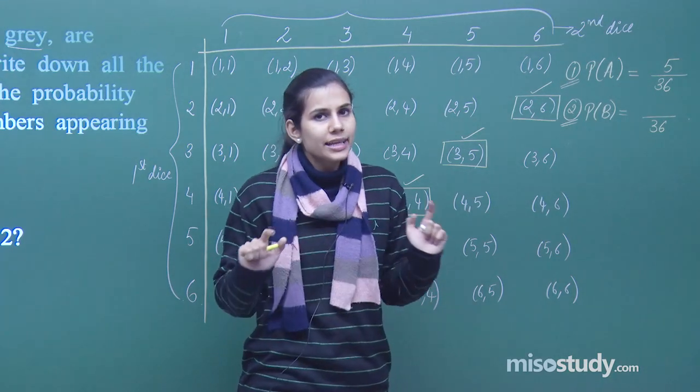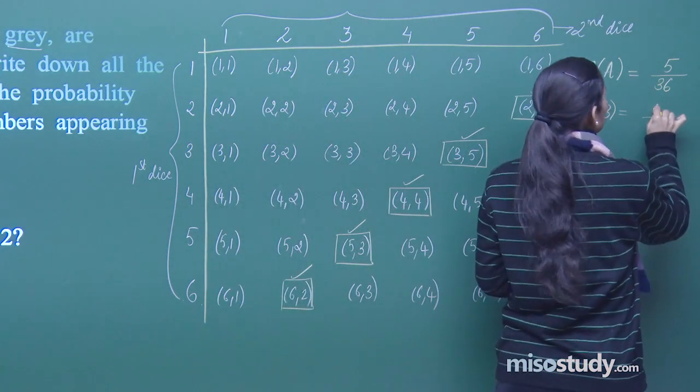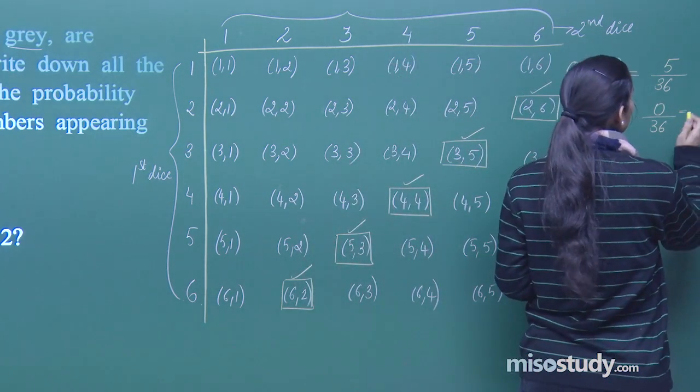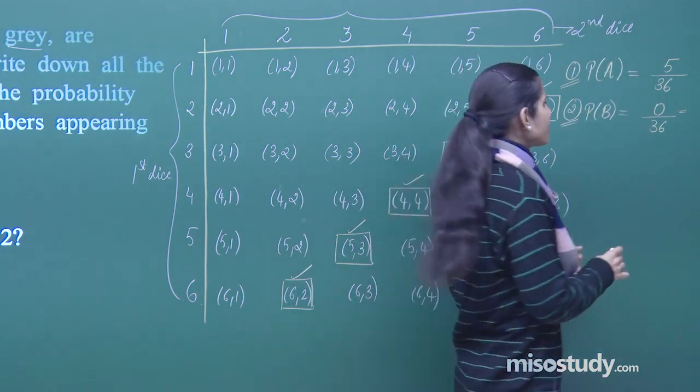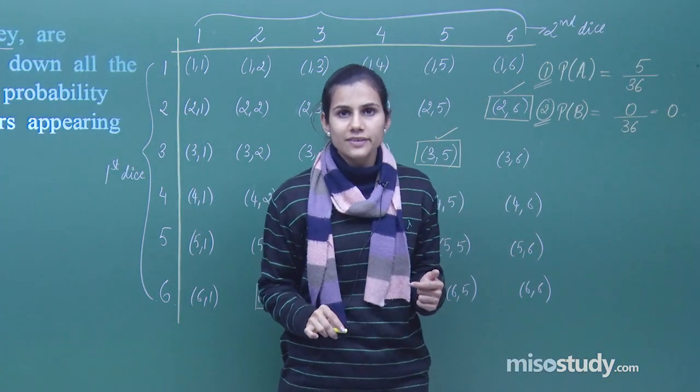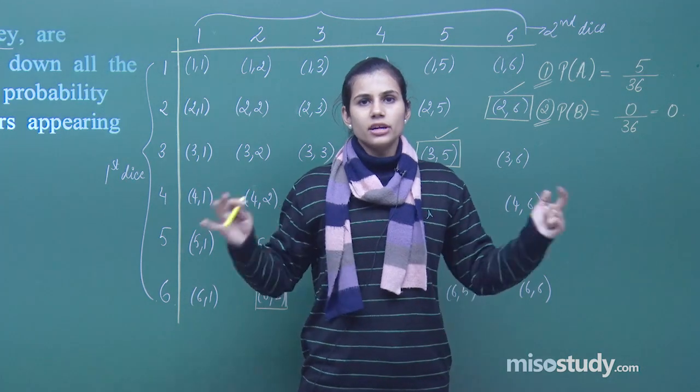The max that I can get is 12. So absolutely no outcome is favoring my event B. Therefore, 0 is the number of outcomes which favor event B. So the probability of occurrence of event B is 0. I say B is an impossible event. It can never ever occur.